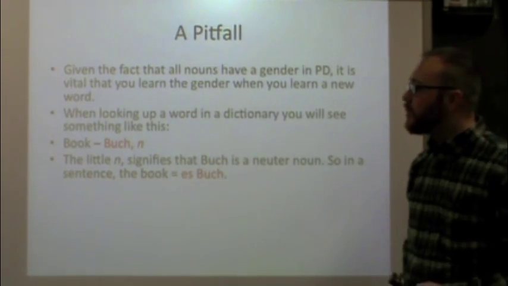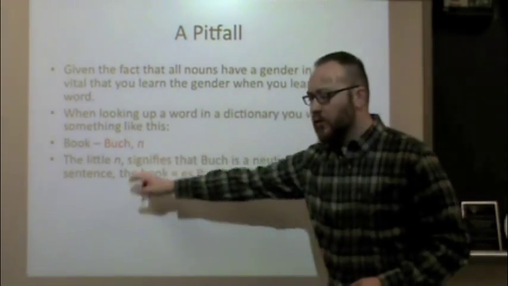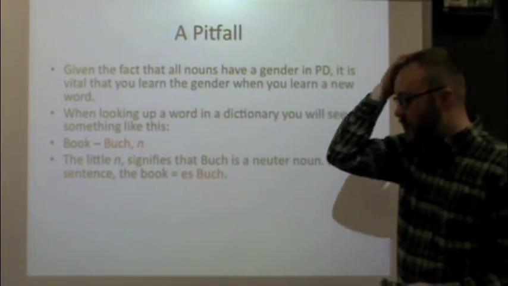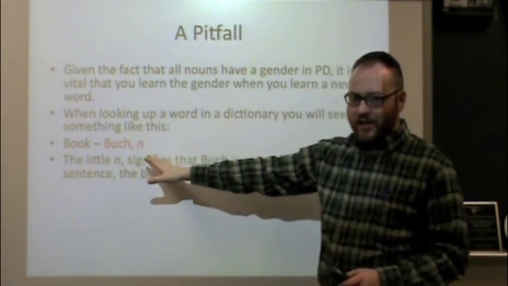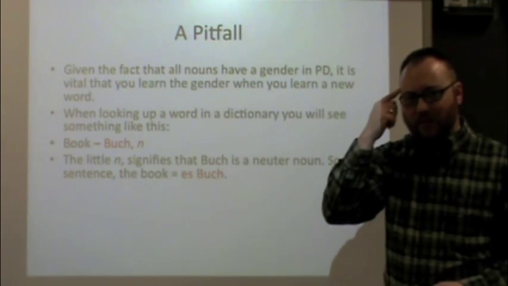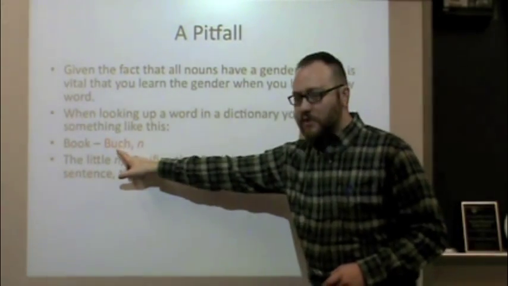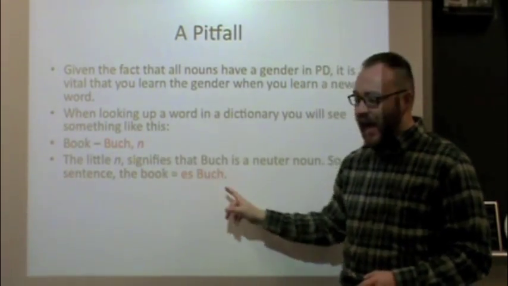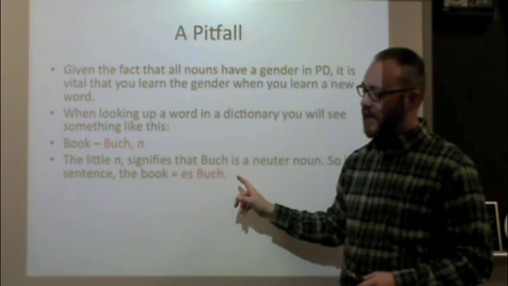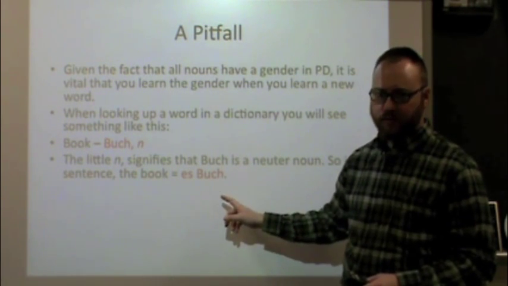And that's why I'm telling you right now, if you look up the word boeg, or any word in Pennsylvania Dutch, as soon as you see that little italicized letter behind it, commit that to memory. Don't just memorize boeg. Memorize es boeg. I can't stress that enough.